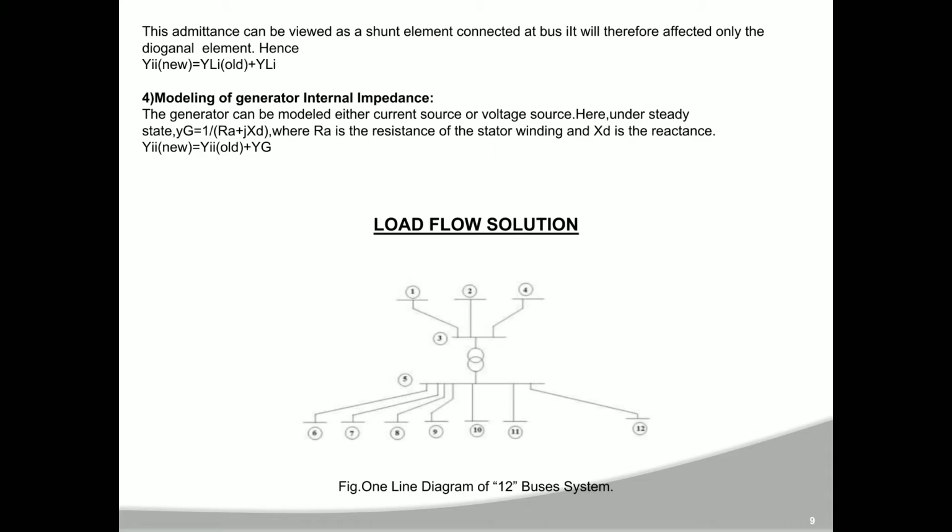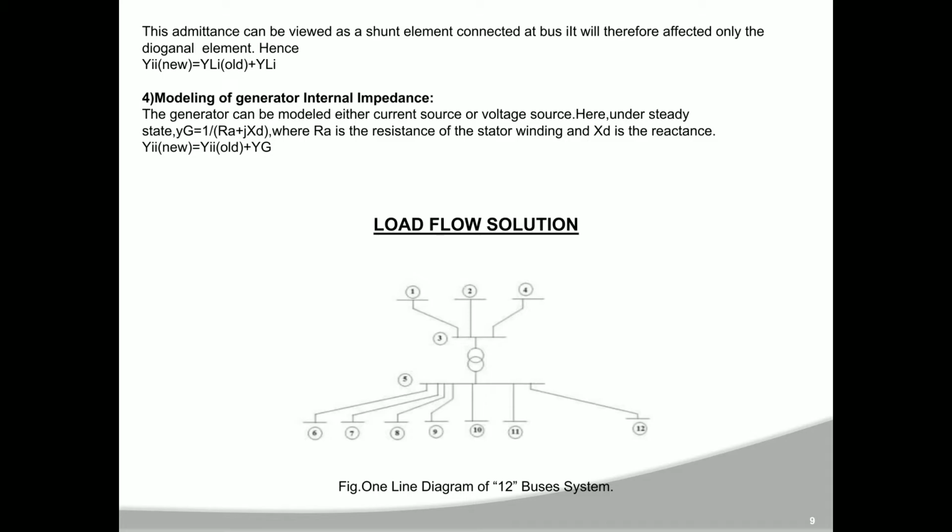Modeling of generator internal impedance. The generator can be modeled as either a current source or a voltage source. Under steady state, Yg is equal to 1 by Ra plus jXd, where Ra is the resistance of the stator winding and Xd is the reactance. Y_II new is equal to Y_II old plus Yg.